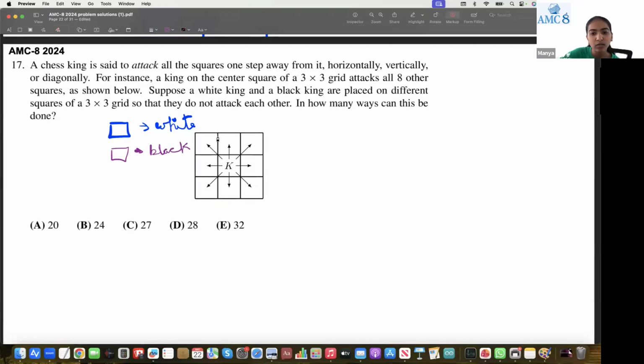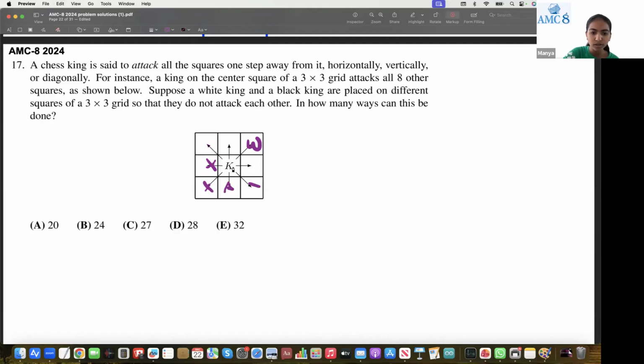So, suppose that we have a white king and a black king that are placed on different squares of a 3 by 3 grid. So these are all 3 by 3 grids. How about instead of the king, we just make it letters. So there can be a white king here, or we can do a white king here, and we can place the black king maybe here, here, here, and here. So there's 5 spots to place the black king here.